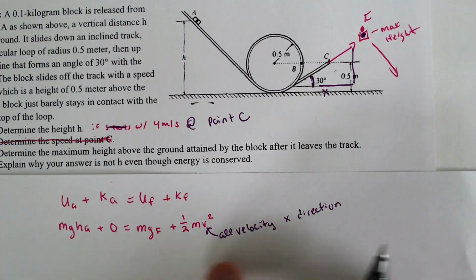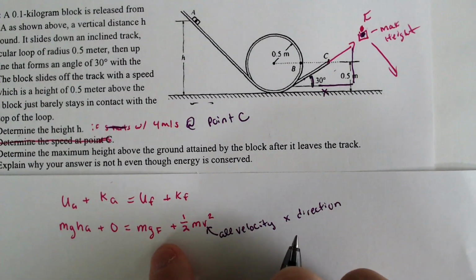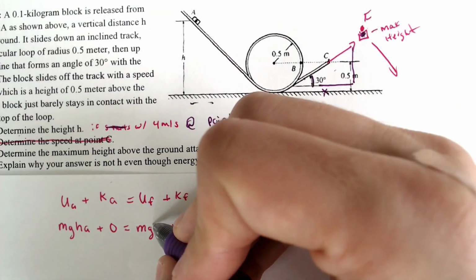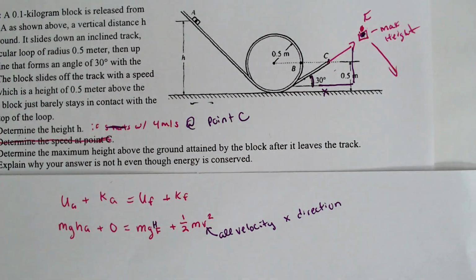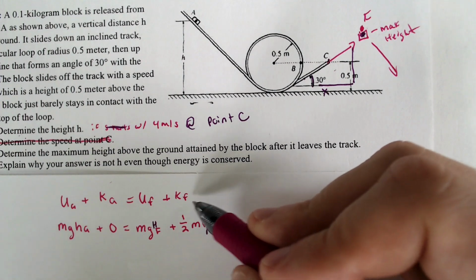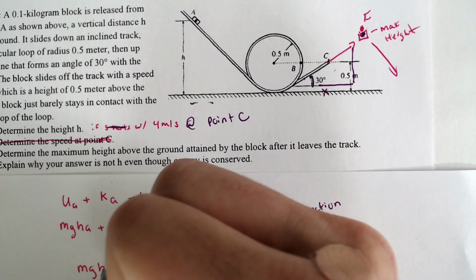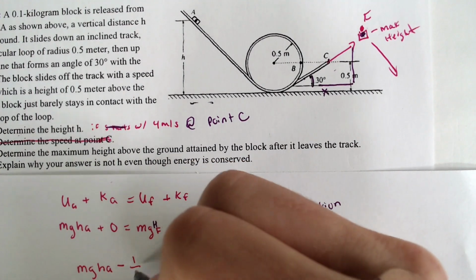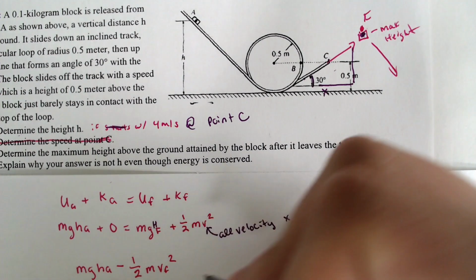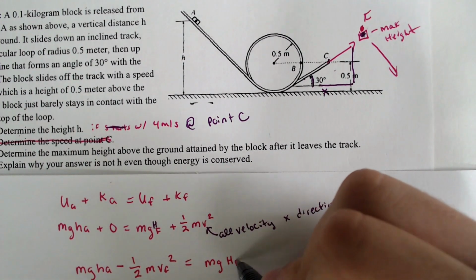All right, so let's solve for the velocity before we go any further. Not the velocity, let's solve for the final height. All right, I forgot my h here. Let's solve for the final height. So we have to get this h_f by itself. I'm going to move the 1/2 mv squared first. So that would be mgh_A minus 1/2 mv_final squared will equal mgh_final.